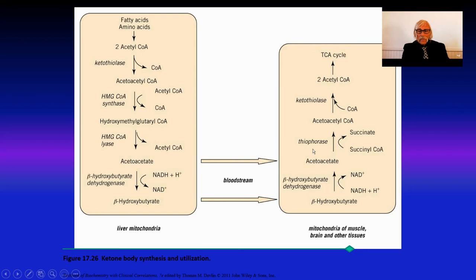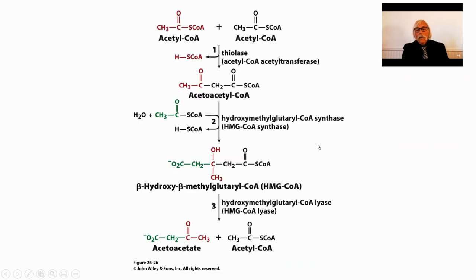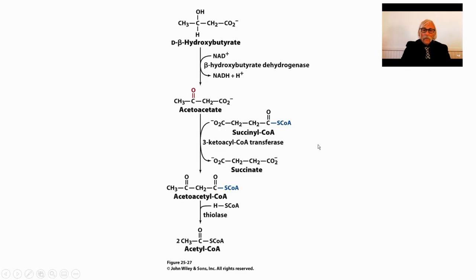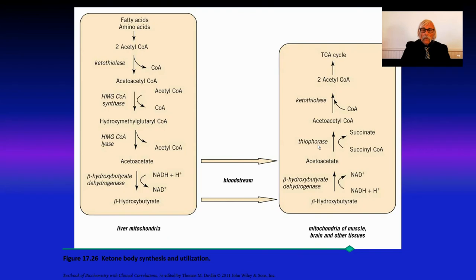Acetoacetate then through an enzyme called thiophorase will react with succinyl-CoA to make succinate, but transferring now the CoA, right? And now you have acetoacetyl-CoA, and the ketothiolase reaction, the same one we saw back here, will give you 2 acetyl-CoAs, and they can be run right through the TCA cycle. Okay. So now you see the biosynthesis of ketone bodies and then your utilization.